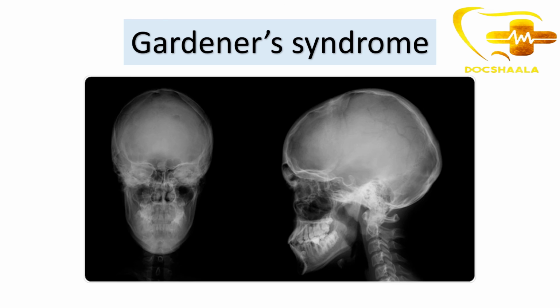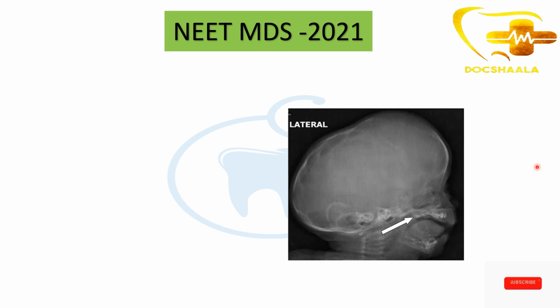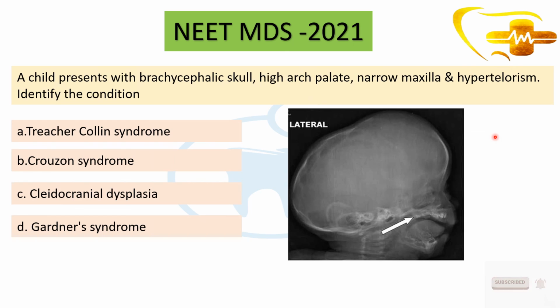Okay. Those skulls were given just for you to remember the way they look, so that you can easily arrive at the answer for a Crouzon syndrome skull. So this is a Crouzon syndrome skull. You can see the beaten metal pattern here. So the answer will be Crouzon syndrome for this question. Okay.